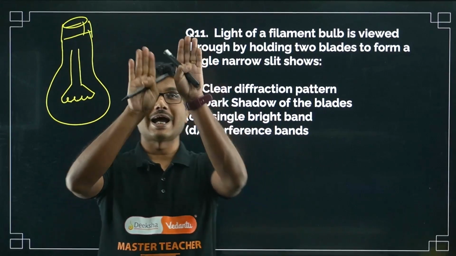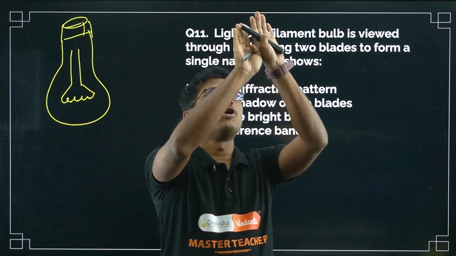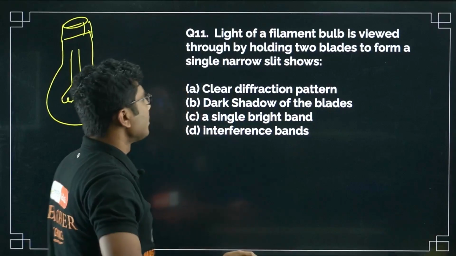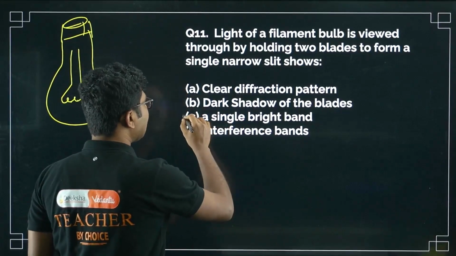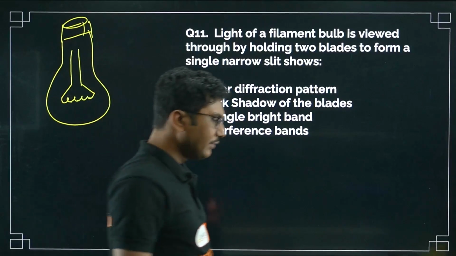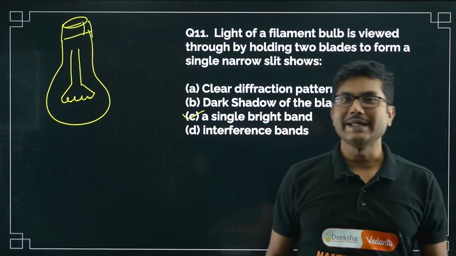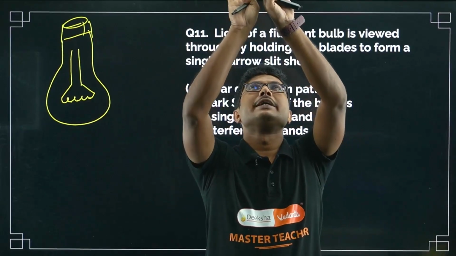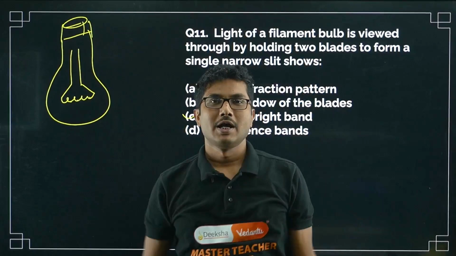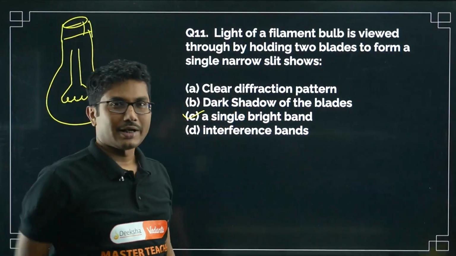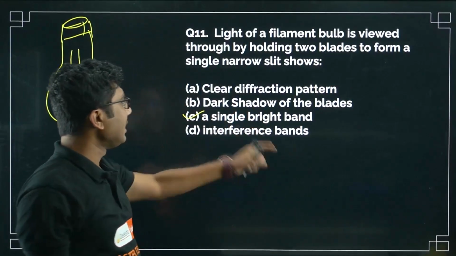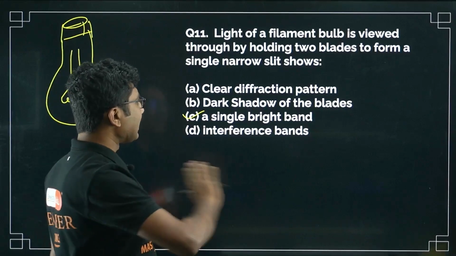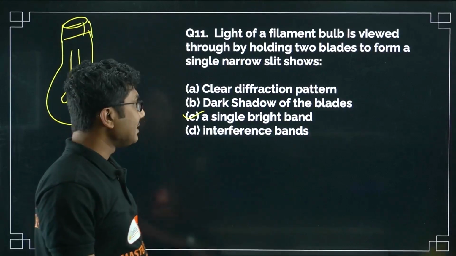So if you see normal light through a small hole, you will see a bright spot. What you will see is a single bright band. You will not see anything else. So basically what they are saying is, you have two blades, you put them towards the light and you observe it. You will see a bright band, right? You will not see anything else. So only bright bands will be visible. Nothing else you can see through this.